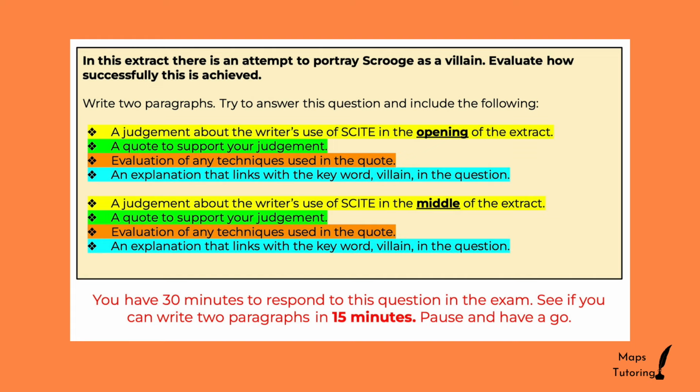So firstly, a judgment about the character's use of sight, which is settings, characters, ideas, themes, events, in the opening of the extract. A quote to support your judgment, evaluation of any techniques used in that quote, and then an explanation that links with the keyword villain in the question. And for the second paragraph, it's the exact same thing, but you are writing about something from the middle of the extract. You have 30 minutes to respond to this question in the exam. See if you can write 2 paragraphs in 15 minutes. Pause and have a go now.